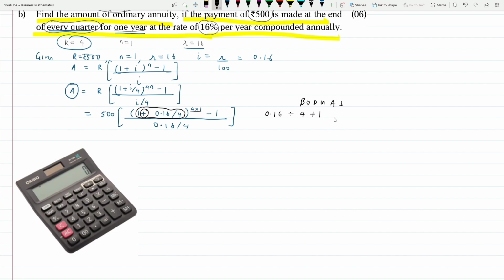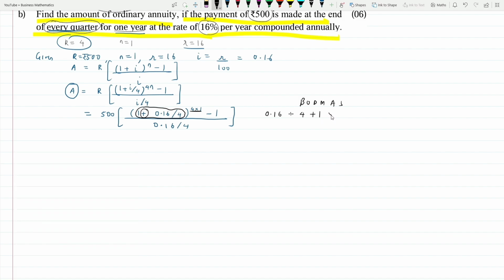So on the financial calculator, we do not have a key to evaluate the power. So we are going to hit multiplication and equal to 3 times. Since it is power 4, we need to hit the equal to 3 times. Had it been, let's say, power 8, then we will hit equal to 7 times. And then we need to do a minus 1, divided by 0.16 divided by 4, and then lastly we need to multiply everything by 500.